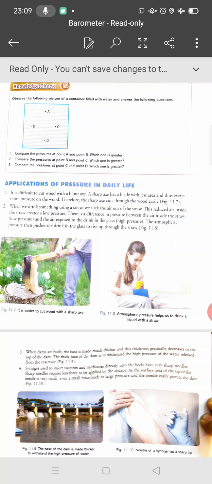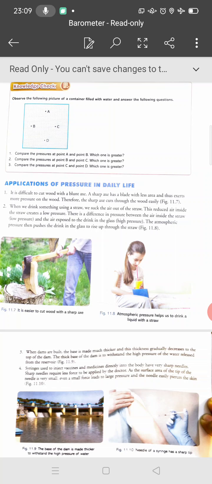Now you can see there is a girl. Atmospheric pressure helps to drink a liquid with a straw. You can see, when you drink something using a straw, what will happen? You suck the air out of the straw. This reduced air inside the straw creates a low pressure. When you suck the air, what will happen? The air is reduced.